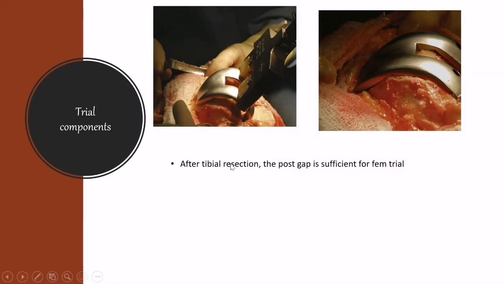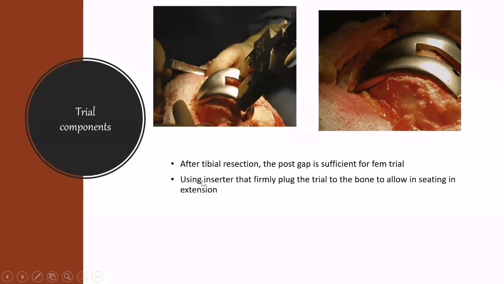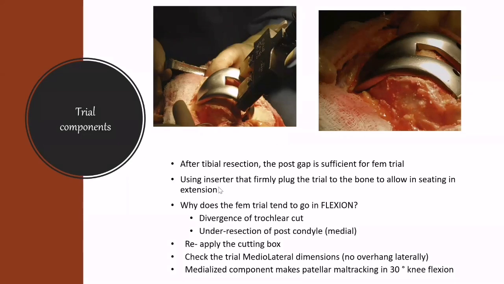After the tibial resection, the posterior gap is sufficient for the femoral trial. Now you can use the trial of the femur inside. It is used by inserting a firmly plugged trial into the bone and allowing seating in extension. Remember that you have to cap all the way in the lateral condyle of the femur rather than the medial, which is for the uncapped femoral medial condyle.